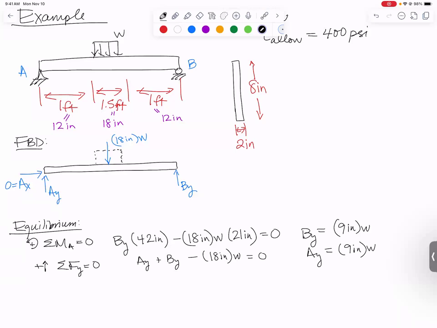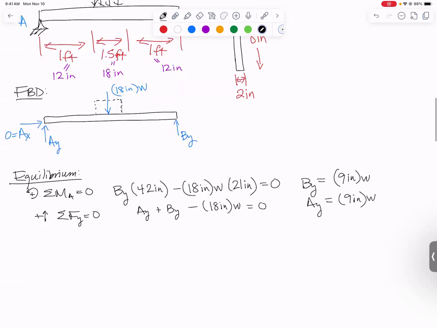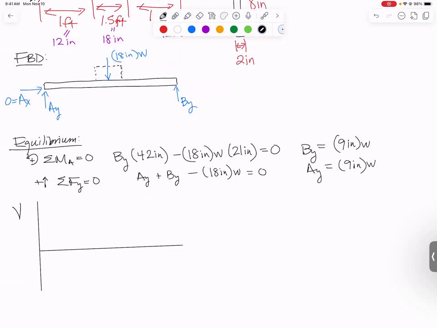I find it to be very helpful if we draw a shear force diagram, and we'll draw the bending moment diagram because we should be practicing bending moment diagrams anyway, but the shear force diagram is what's going to be important for this problem. So we're drawing a shear force diagram. First we're going to go up by AY, which is 9 inches times W. So we're going to jump up here to 9 inches times W. And then we have no distributed load for 12 inches, so we have no slope.